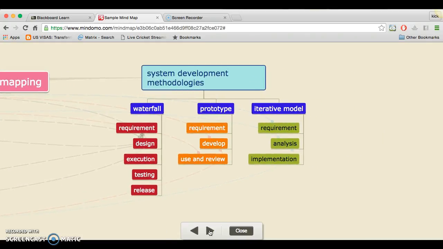Next, coming to the system development methodologies, as I told, it has the waterfall, prototype and iterative model. In the waterfall, the requirement, design, execution, testing and release are the main terms, and in the prototype, the requirement, develop and use, and review, and in the iterative, it is the requirement, analysis and implementation. As we see in everything, the requirement, the design and the execution are the same.